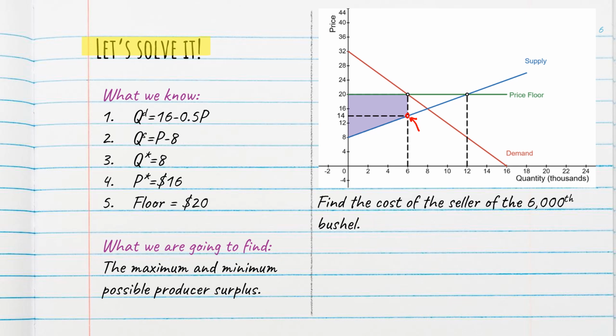How do we find this? We just take the supply curve, P minus 8, and we set it equal to 6. So we say 6 is equal to P minus 8. We can add 8 to both sides and conclude that the cost, in this case the price, of the 6,000th bushel is $14.